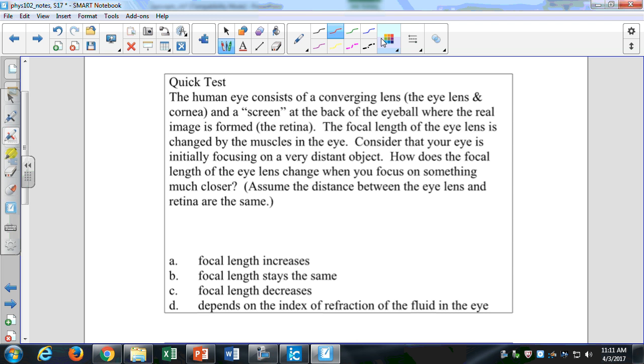It's pretty amazing. It's one of my favorite parts of the body, the eye, or the ear. I'm not sure what I like better. So this deals with that a little bit. Let's try this question.